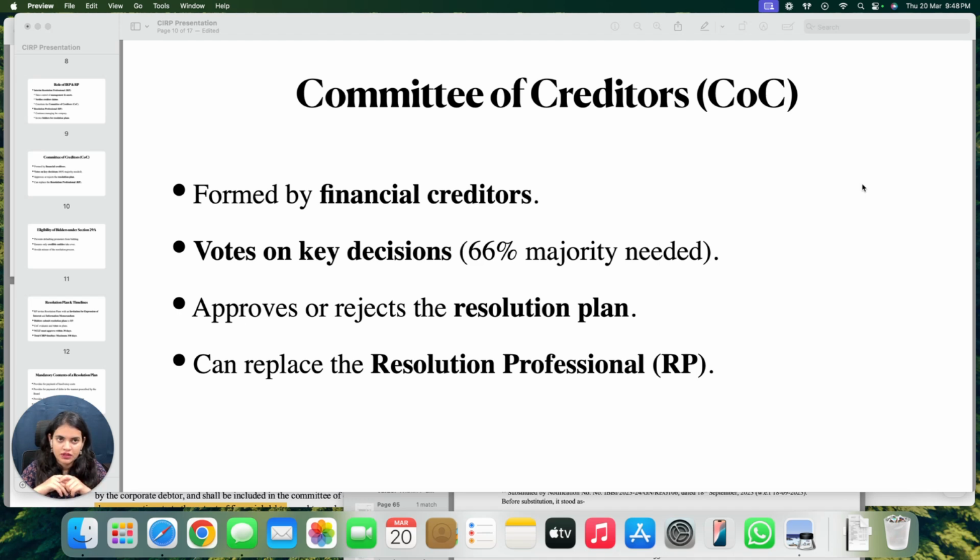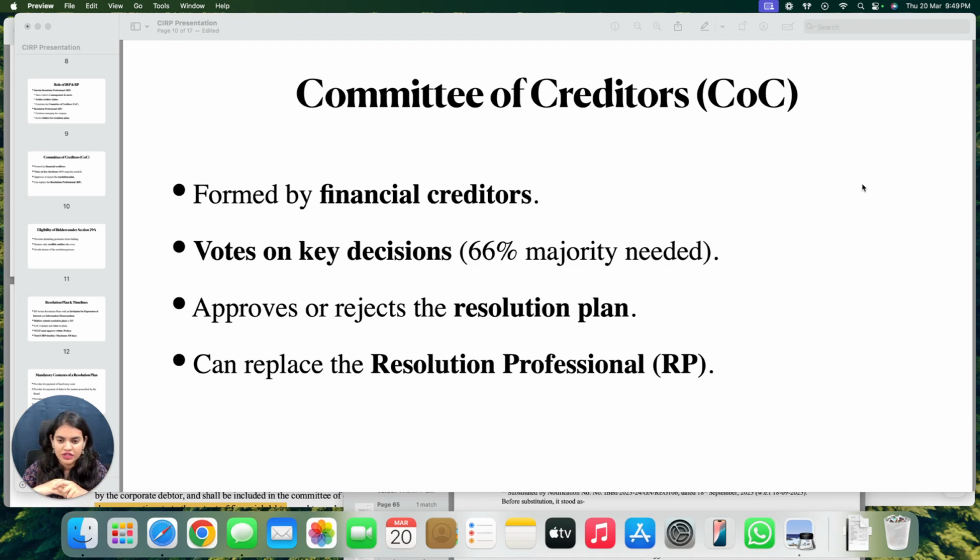Similarly, the IRP or the RP is also required to appoint a transaction auditor. A transaction auditor is given all of the financial details and documentation required to assess if there are any avoidance transactions, essentially. And we will be learning about these avoidance transactions in detail in the subsequent portions of our sessions.